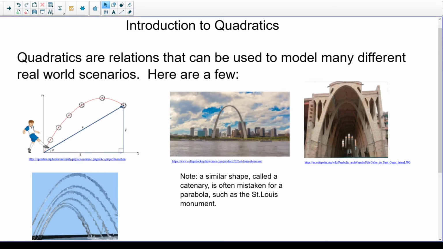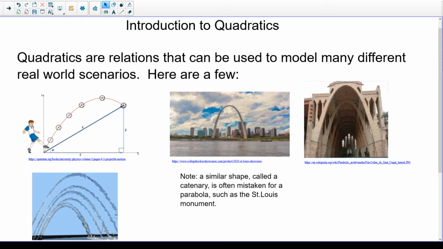This morning we will be looking at starting the next unit, and the next unit is on a mathematical concept called the quadratic. You may remember quadratics for a little bit from grade 10. We do cover it again and go into a little bit more detail in grade 11. Quadratics are relations that can be used to model many different real-world scenarios.